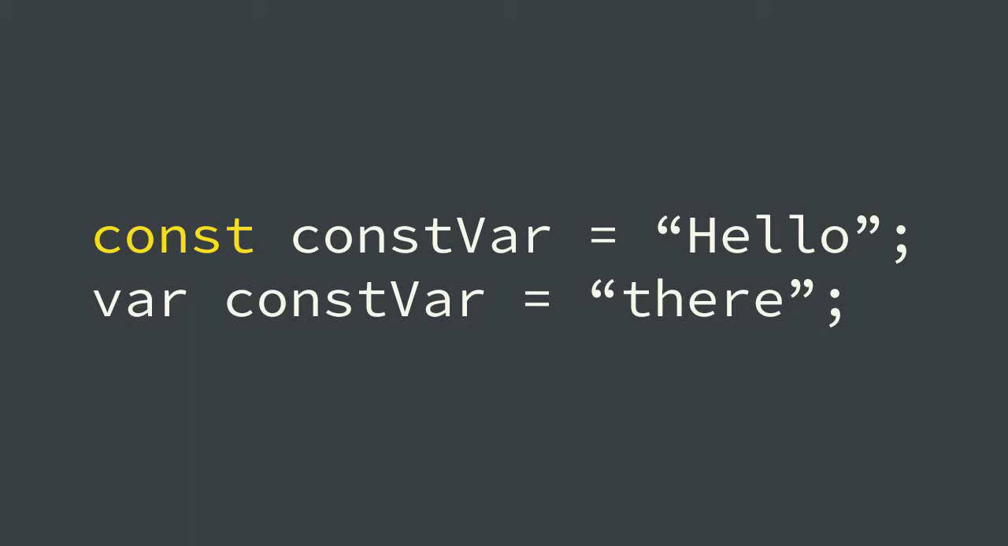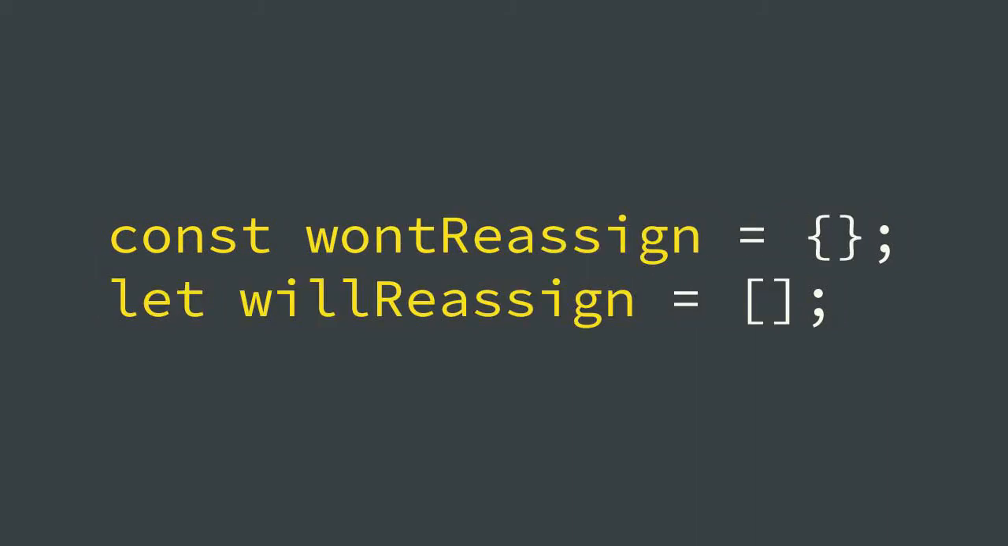In my opinion, const should be the replacement for var whenever possible. Oftentimes, we don't plan on reassigning our variables, just performing actions on them or using them for something. If this is the case, use const. If you know you'll need to reassign the variable at some point, use let.